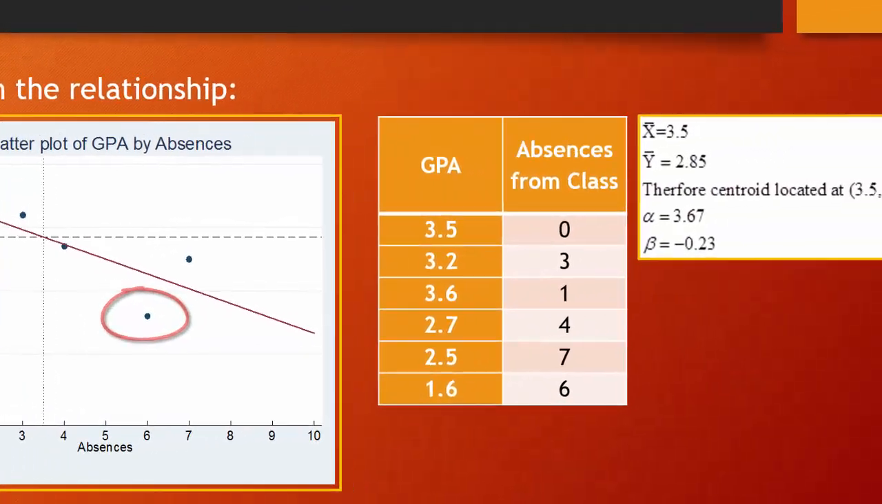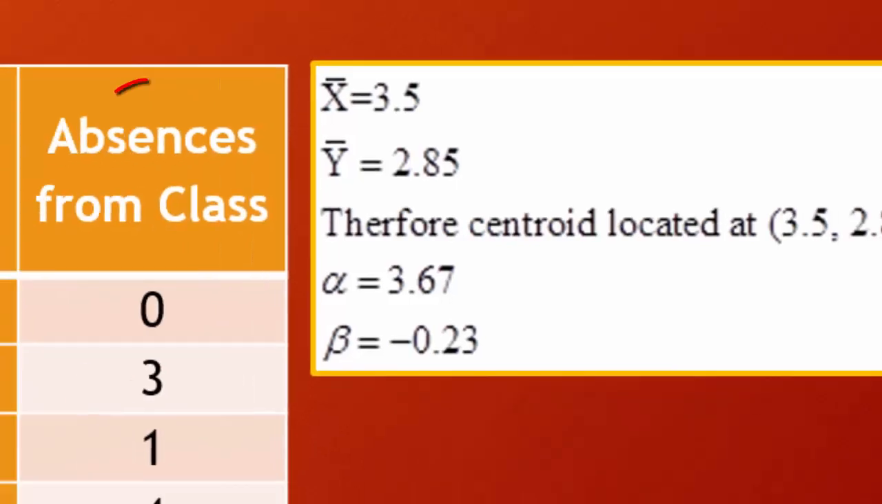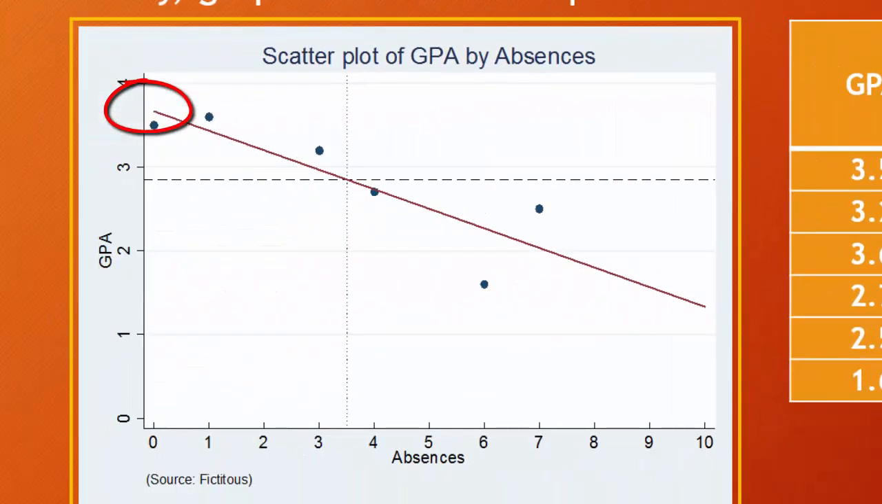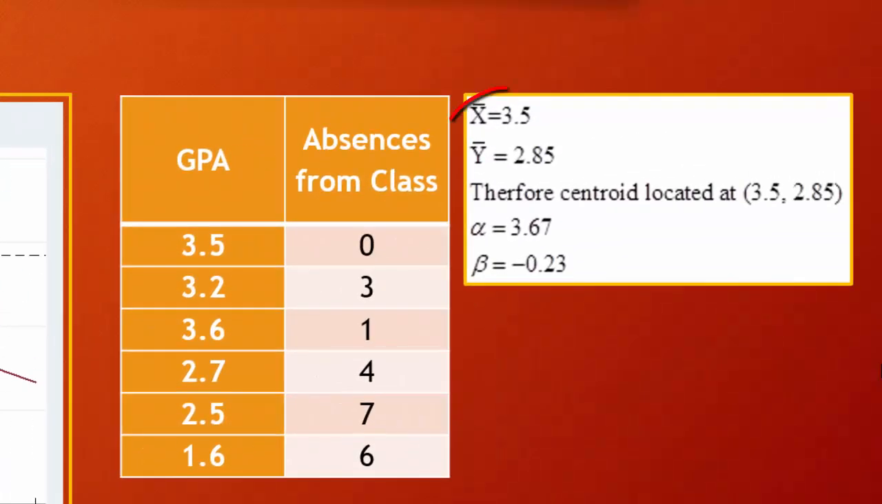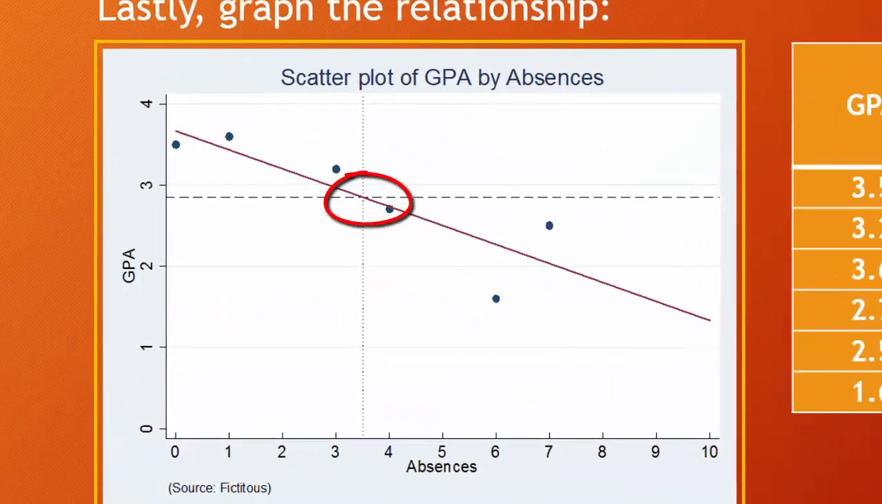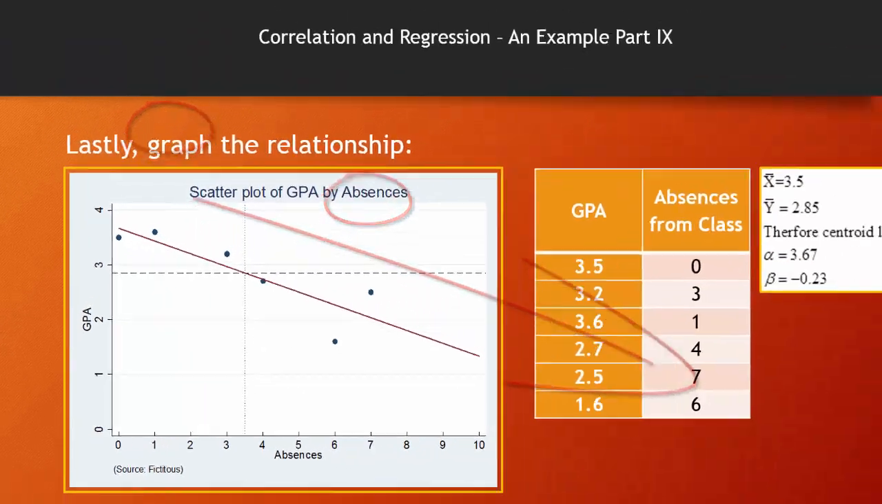Now we also know other pieces of information. So we know the intercept. We know the point where the line crosses the y-axis. Where x equals 0, we know that the intercept is 3.67. So that's a point on our line. Another point on our line is the centroid. That was the intersection of the mean of x and the mean of y. So that was our mean of x was 3.5, our mean of y was 2.85. So by that rule, our line, and it's a straight line, has to pass through both the intercept and the centroid, so that produces our line.